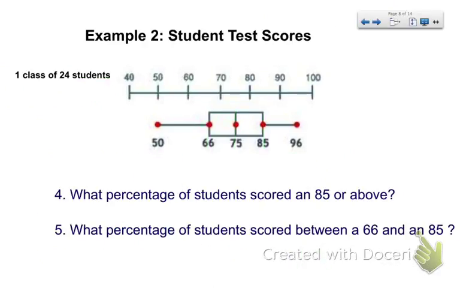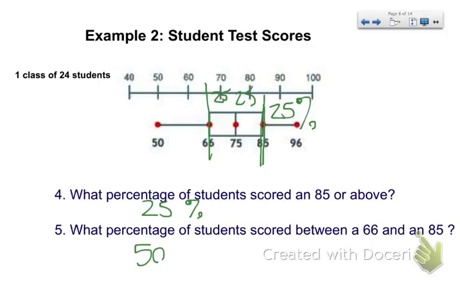Okay, so what percentage of students scored an 85 or above? So 85 is our upper quartile. The thing you have to remember here is that 25% of the data is going to fall from the upper quartile to the maximum. So it's just 25%. Alright, and then what percentage of students scored between a 66 and an 85? Remember, each one of these boxes is 25%. So that's a total of 50% of the students scored between a 66 and an 85.